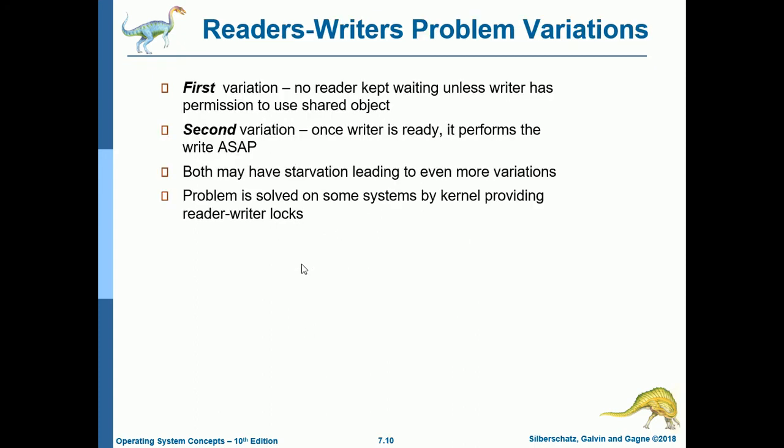So the variations of the readers-writers problem. In the first variation, no reader is kept waiting unless a writer has permission to use the shared object. In the second variation, once a writer is ready, it performs the write as soon as possible. Both may have starvation, leading to even more variations. The problem is solved on some systems by the kernel providing reader-writer locks.